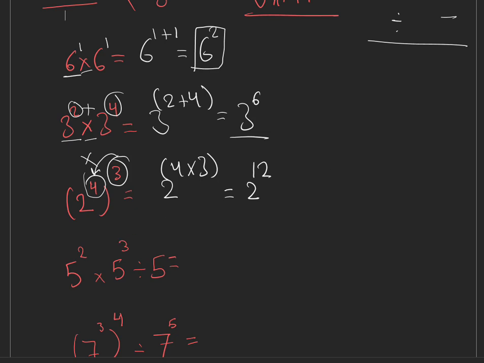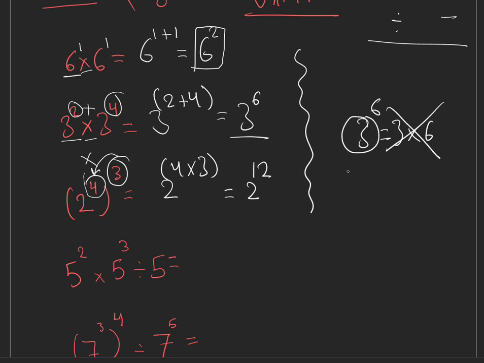Now guys, make sure that you don't do something like this. Here's a common mistake. When you see 3 to the power of 6, some people say, okay, that means it's 3 times 6, which is wrong. 3 up to the power 6, that means you multiply 3 six times, means 3 times 3 times 3 times 3 times 3 times 3. That's the meaning of 3 to the power of 6.